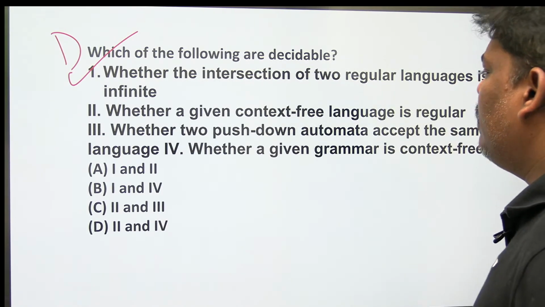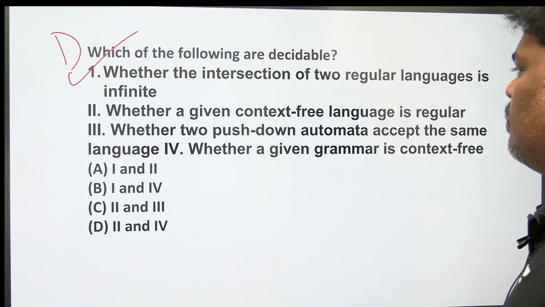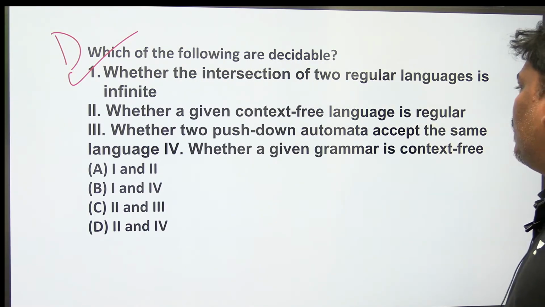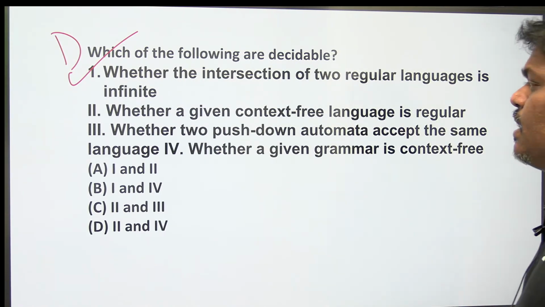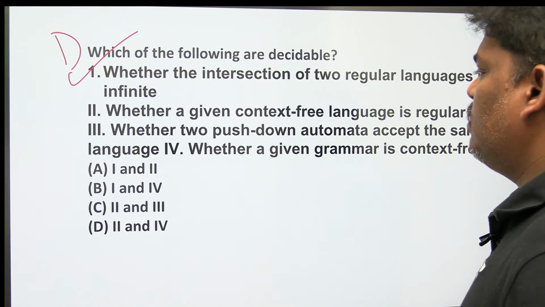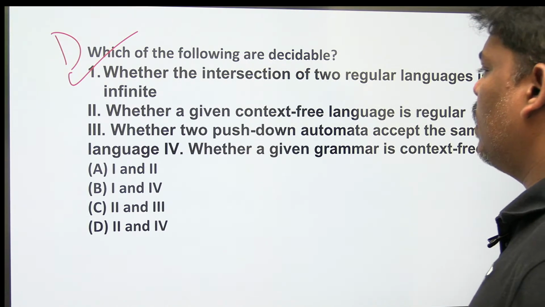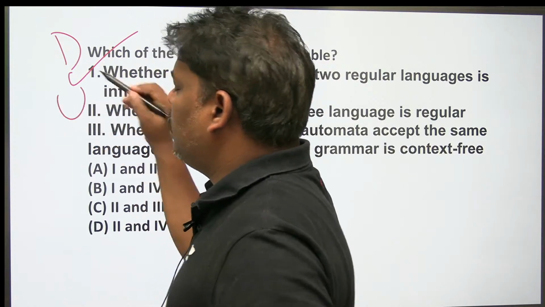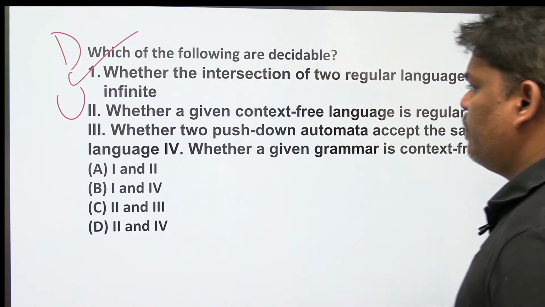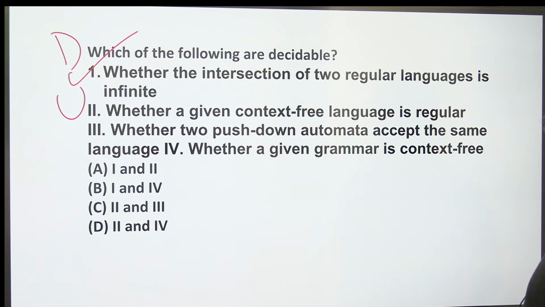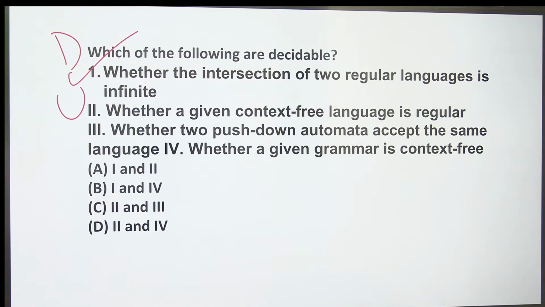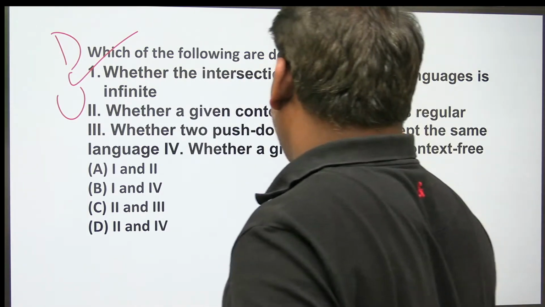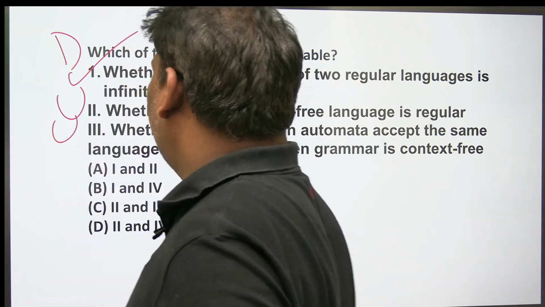Next one, whether a given context-free language is regular or not. He is not saying context-free grammar, he is saying context-free language. So whether a given context-free language is regular or not, no one can say. It may be, may not. Non-trivial property. Next one, whether two push-down automata accept the same language. I think equality of PDA. So undecidable.